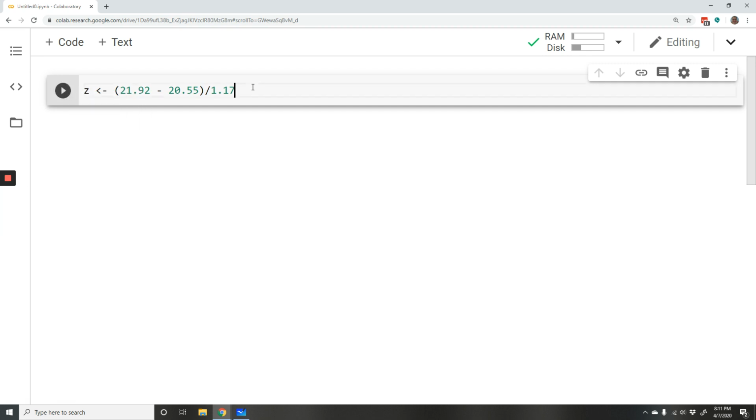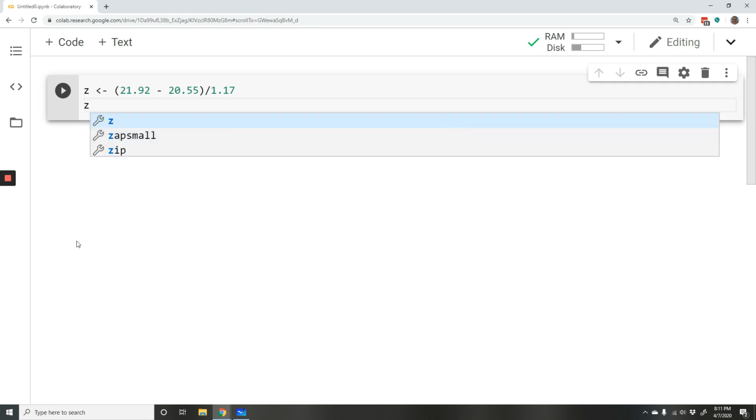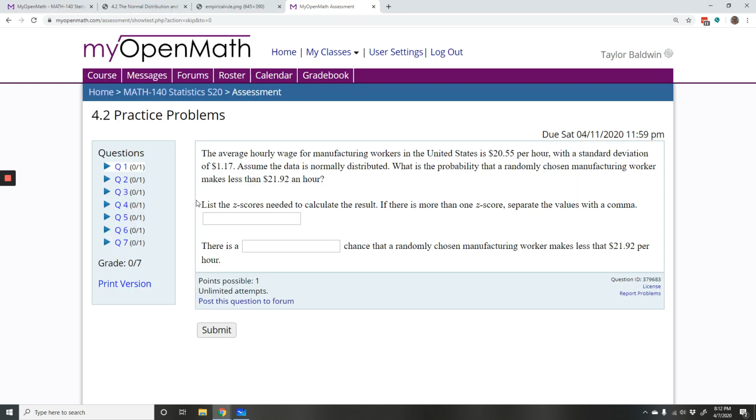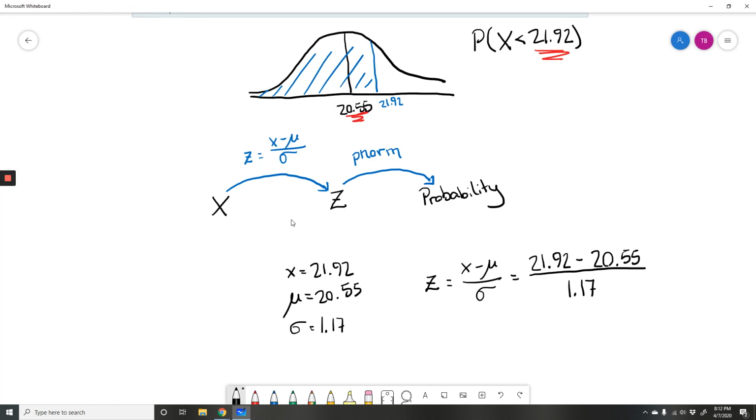And it's not doing anything because I forgot to actually print the Z. So let's just write Z there. Let's print it out. And there we go. There's our Z, 1.1709. So I'm just going to copy the whole thing, and I'm going to paste it. That's our first Z value there. We only have the one, so we don't need to deal with any of this comma business. That's our Z value, okay? So looking at this diagram here, we've done this first step. We've gone from X to Z. We've gone from a general normal distribution and converted it to a standard normal distribution.